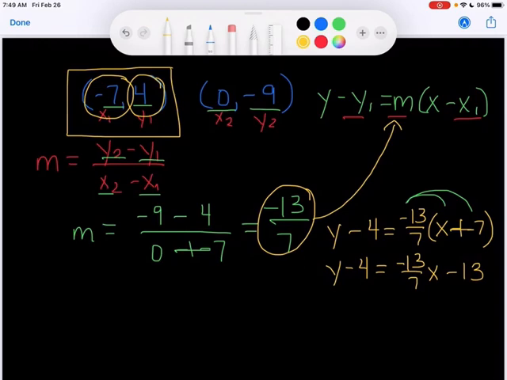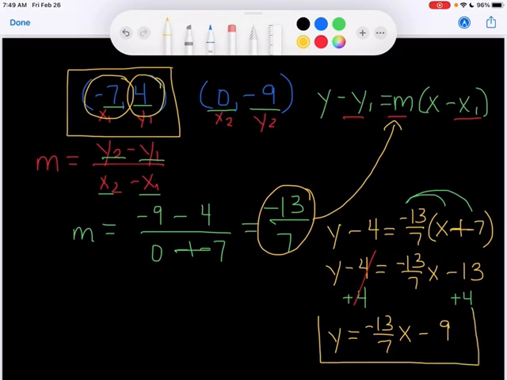Our last step here would be to add 4 to both sides, so that y would be by itself. These cancel. We get y equals negative 13/7 x, and then negative 13 plus 4 is negative 9. So here's our final answer. Okay. You get y equals negative 13/7 x minus 9.